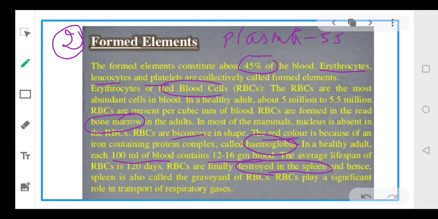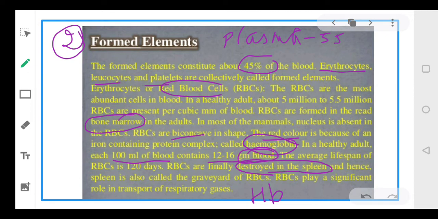Where are they made? They are made in the bone marrow. In our adults, they are made in the bone marrow, and they play a very important role in the transportation of gases. Right? So hemoglobin is present in them. Mature RBC does not have any nucleus. And in 100 ml of blood, there is 12 to 16 grams of hemoglobin present.